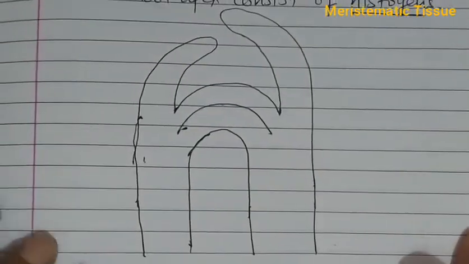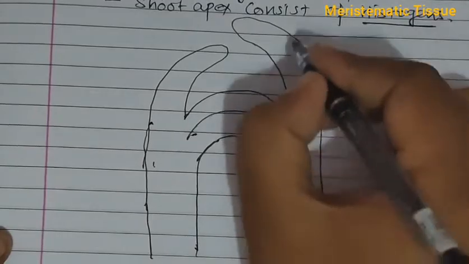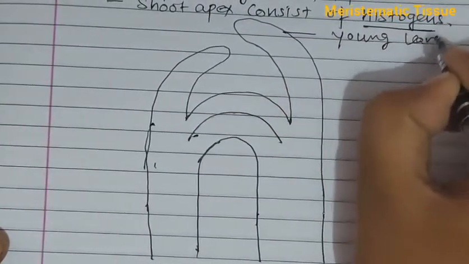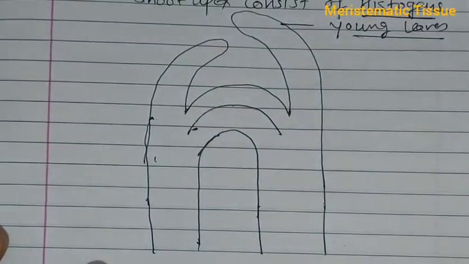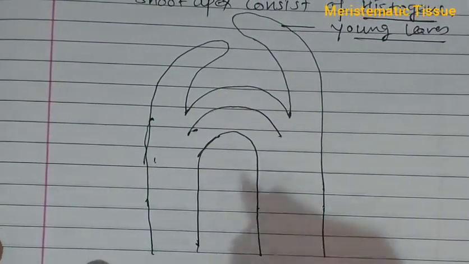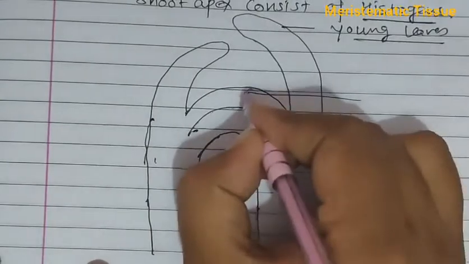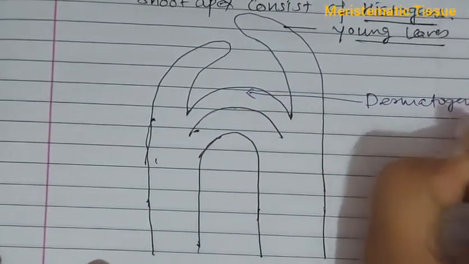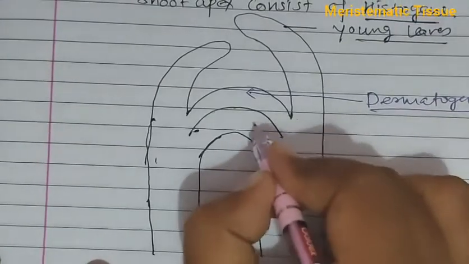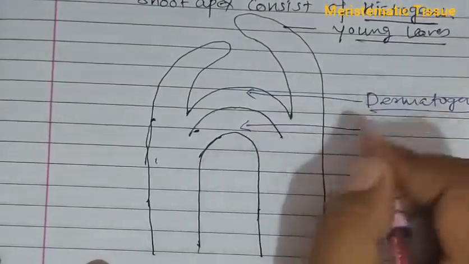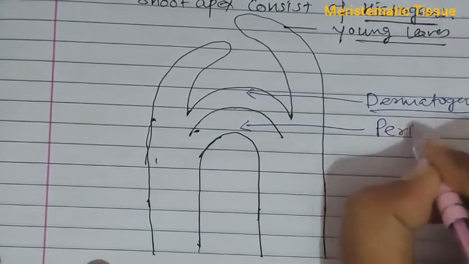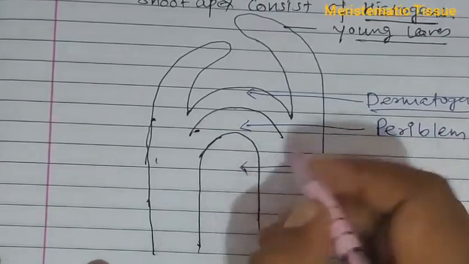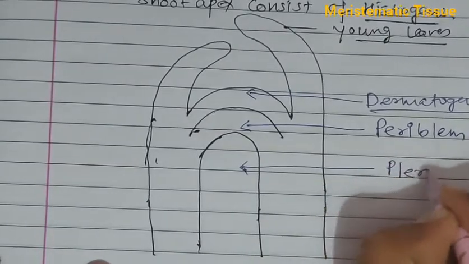So here 3 histogens were observed. These are young leaves. Now when we see the other layers, this layer is known as dermatogen. Okay. Then this another layer of cells is known as periblem, and this is the innermost layer, which is known as plerome.